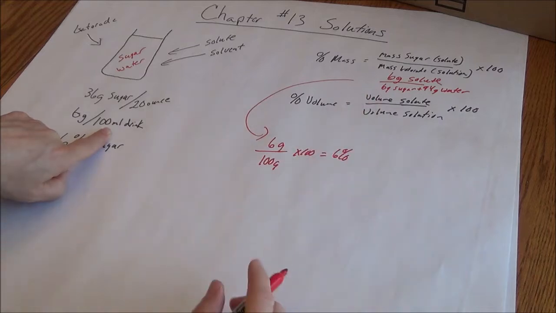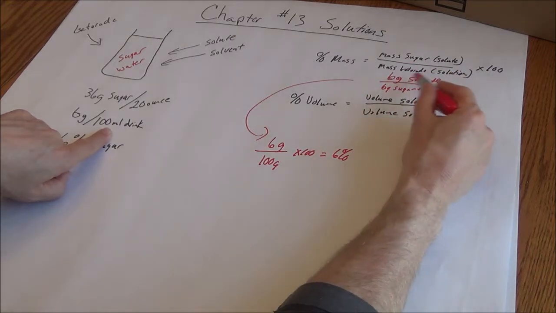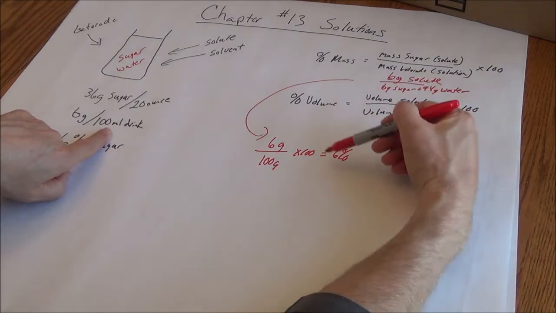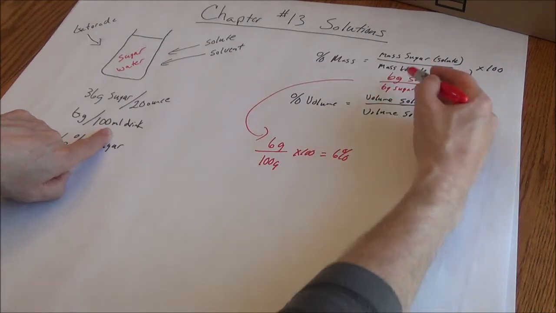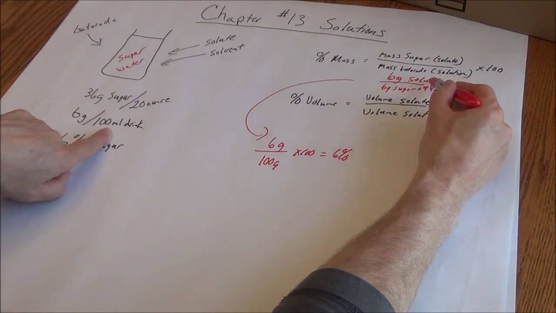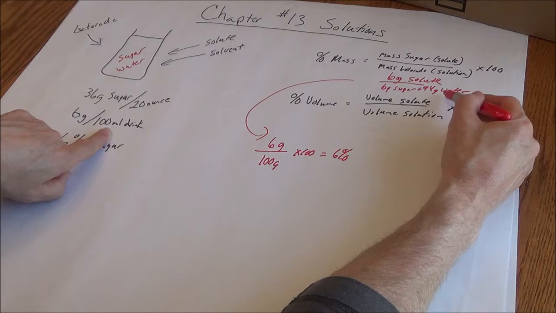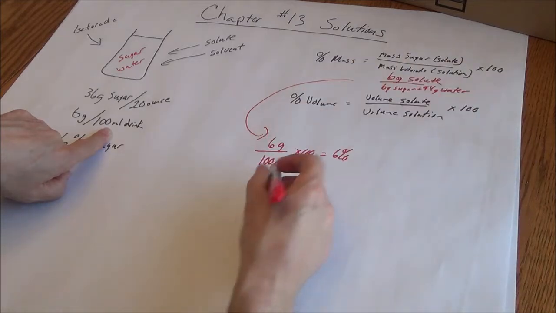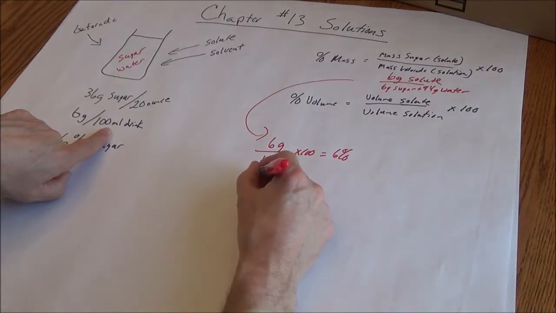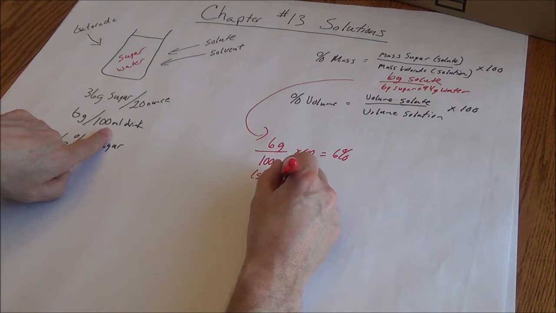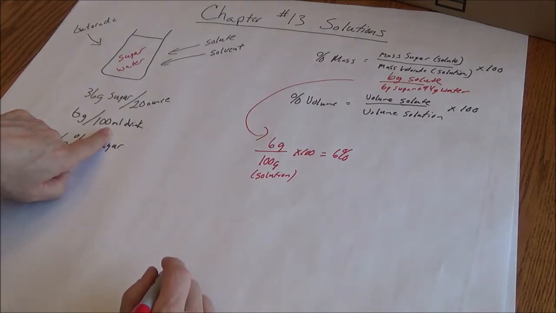So what does 6% sugar mean? For every 6 grams of sugar, there's 6 grams of sugar and 94 grams of water, or 100 grams of solution. Solution is the Gatorade.